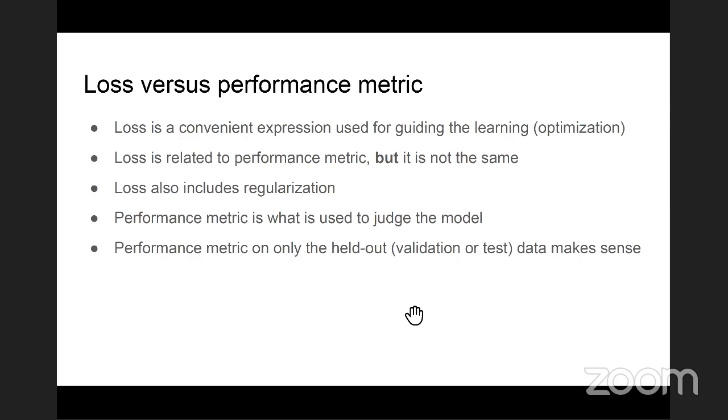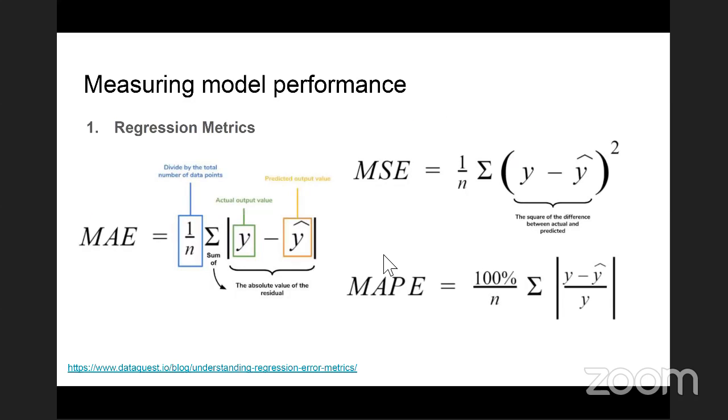So your loss is a convenient expression used for guiding the learning. It is related to the performance metric, but it is not the same. Loss may also include regularization, such as the sum of the weights squared. Performance is what you use to judge the model. You don't care about the sum of squares of the weights; you actually care about the accuracy of the model. So performance on only the held-out validation or test data makes sense. Right? So let's look at some questions.